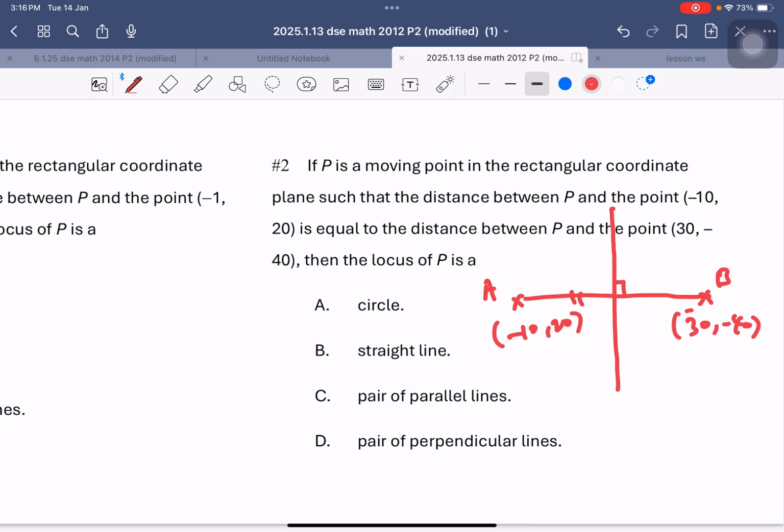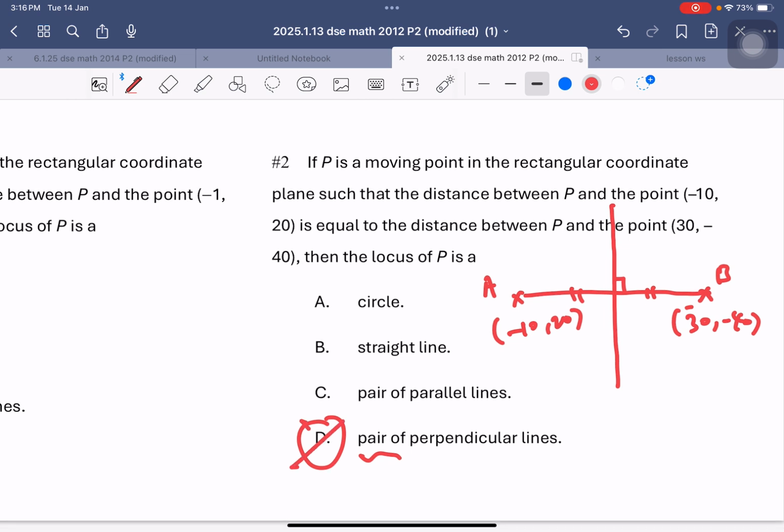But this is perpendicular. So the answer is D. D says a pair of perpendicular lines. How many perpendicular lines do I have? One straight line. So a pair of perpendicular lines must be wrong. But which of A, B, C can satisfy this answer? B. So the answer must be a straight line.